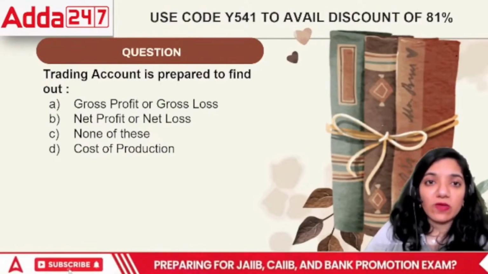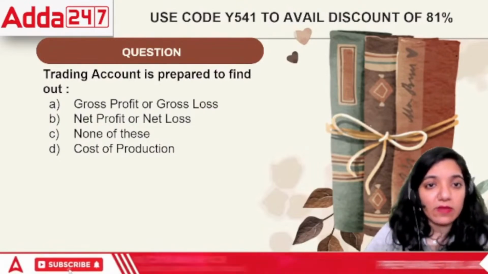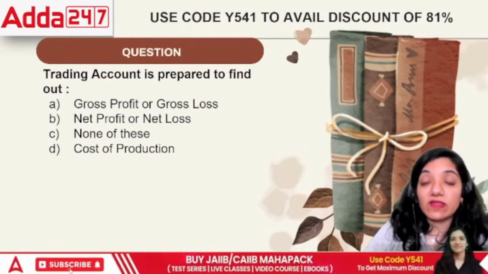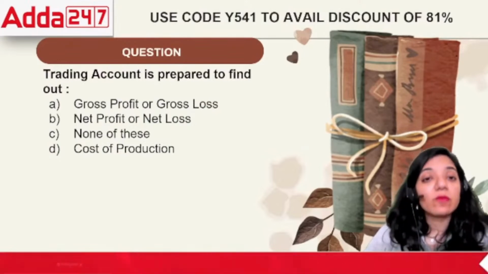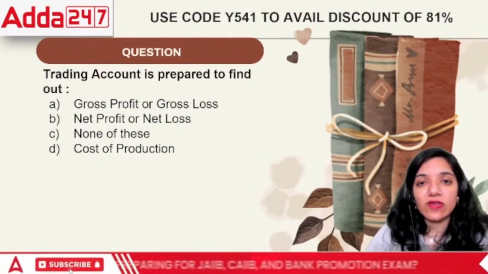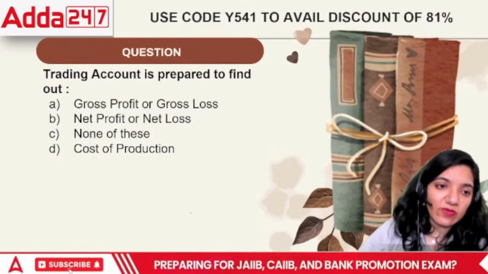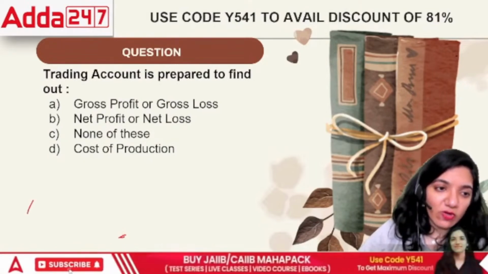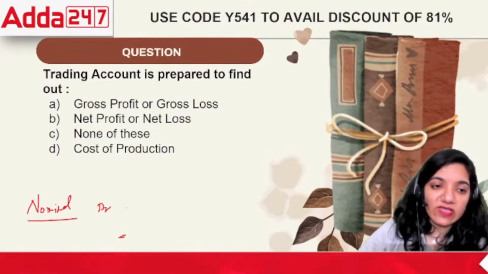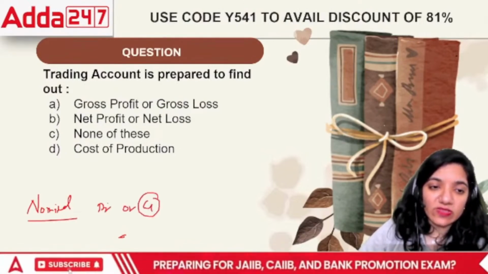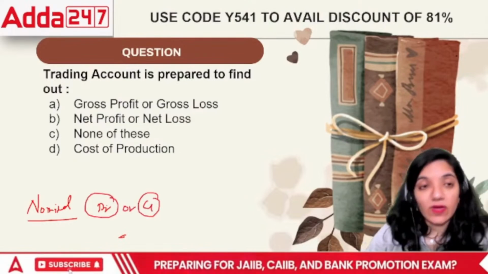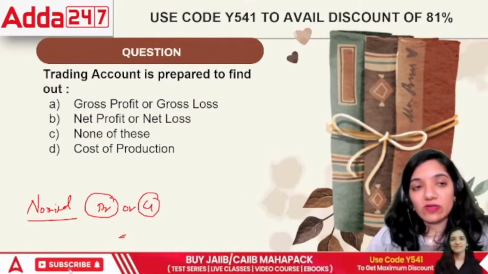Trading account is prepared to find out GP, NP, none of the above, or COP, that is cost of production, everyone. For what particular purpose do we find out the trading account? Number one, the trading account is a nominal account. We call it a nominal account. Why? Because this particular account finds out the debit side or the credit side of the business, right? It finds out the debit or the credit in terms of the business.